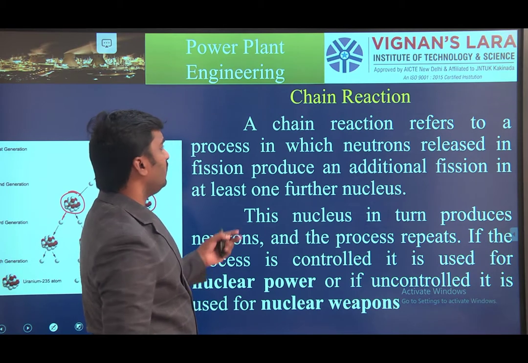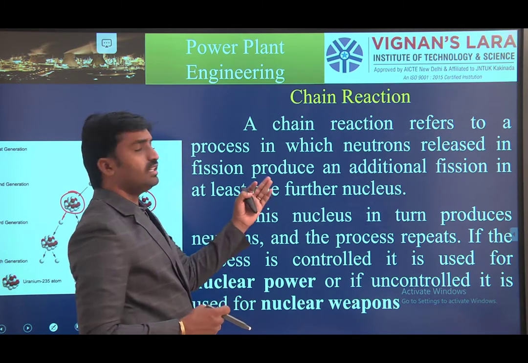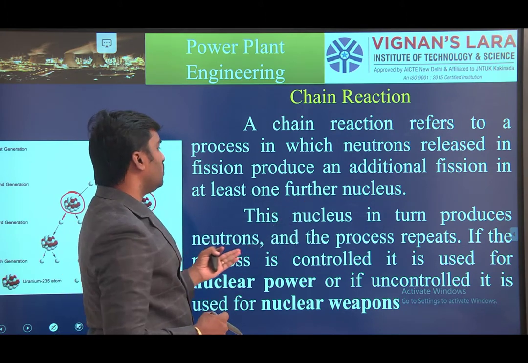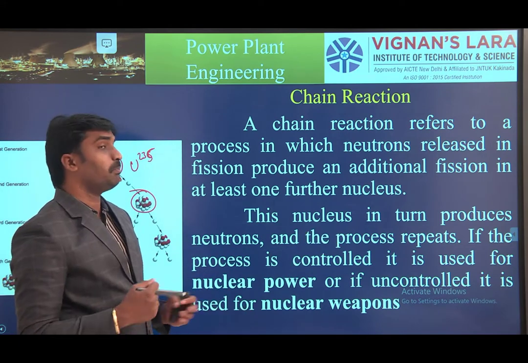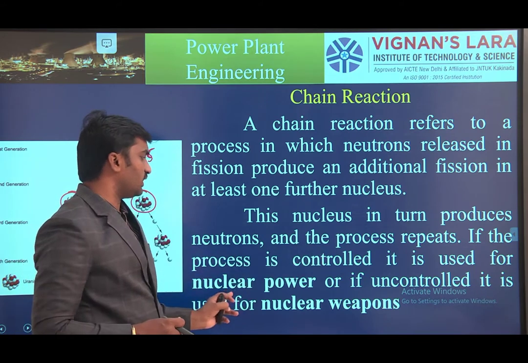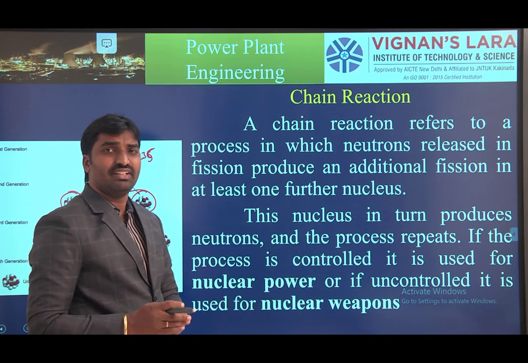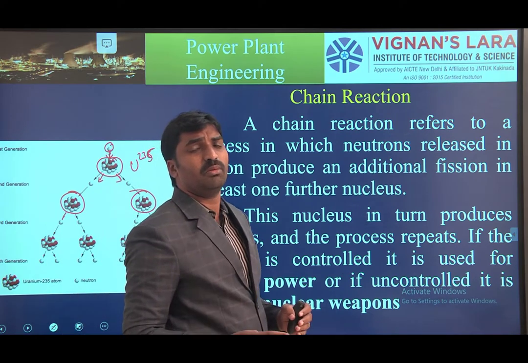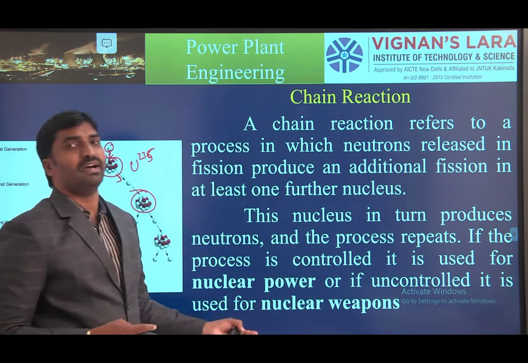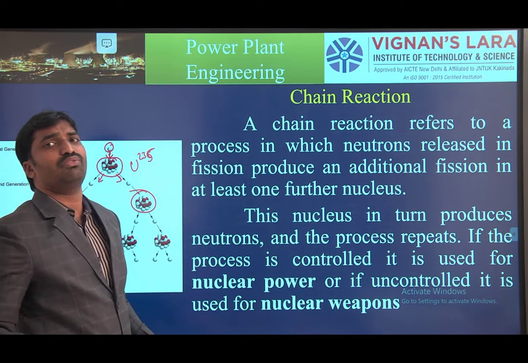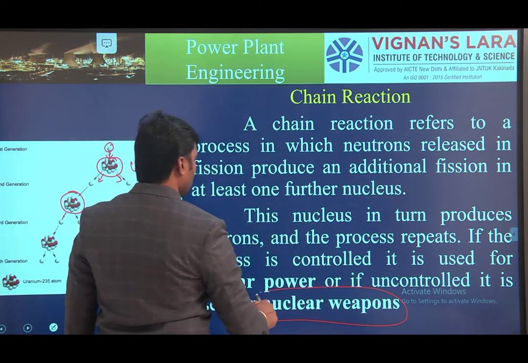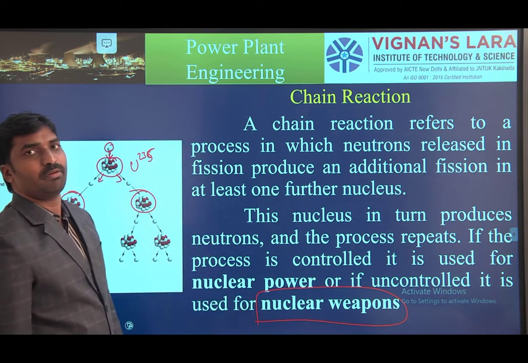This continuous fission process releases a large amount of heat energy, and the nucleus in turn produces neutrons and the process repeats. If the process is controlled, it is used for nuclear power generation. Otherwise, it doesn't stop, and there is no control over the heat release rate. That is represented as a nuclear weapon, a nuclear bomb. The heat is released uncontrollably, so generally this phenomenon is used for nuclear weapons.